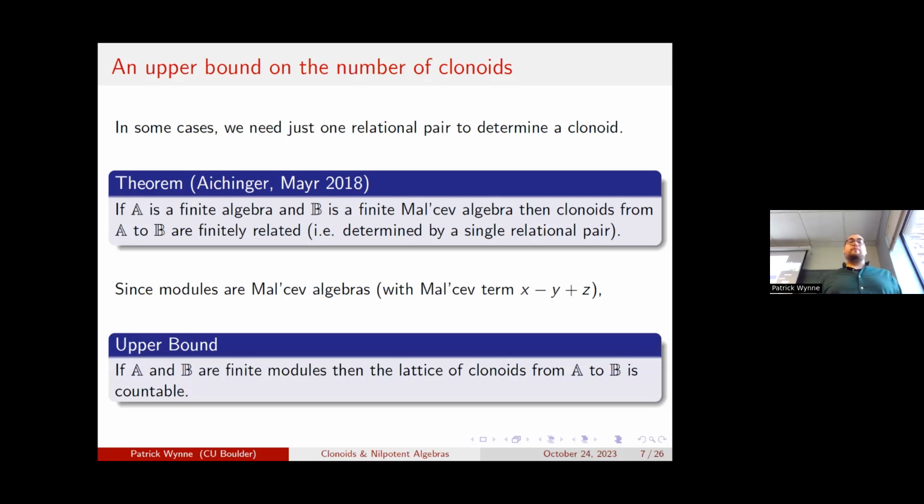Okay, so this gives us an upper bound since the clonoids from A into B are determined by a single relational pair. Of course, there's only countably many relational pairs. Each relation is just a subset of a power of A. So we get then that for finite modules A and B, the lattice of clonoids from A to B is countable. Okay, so that gives us an upper bound on the number of clonoids.